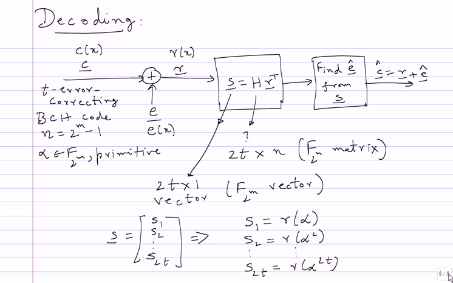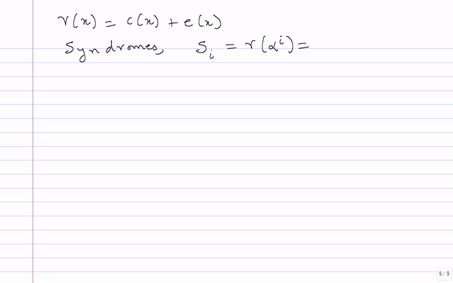Let's try to write these equations in a different way. Now I know R of x is C of x plus E of x. So the ith syndrome Si is R of alpha power i, which is C of alpha power i plus E of alpha power i, where i is between 1 and 2t. So what is C of alpha power i? It is 0, it will vanish. So the only thing you get here is E of alpha power i. That's the next step.